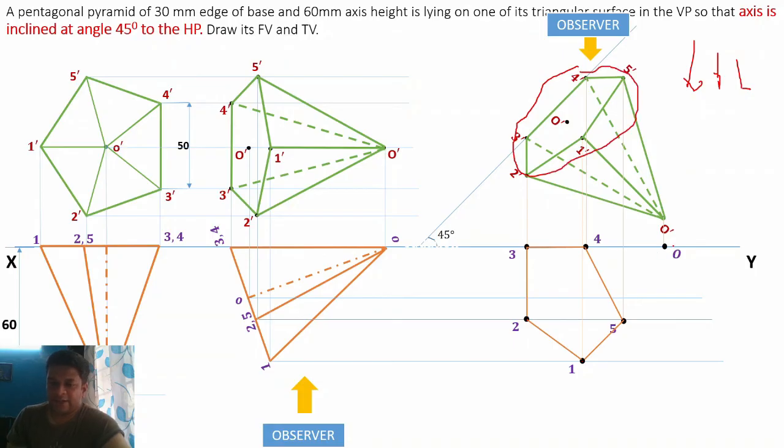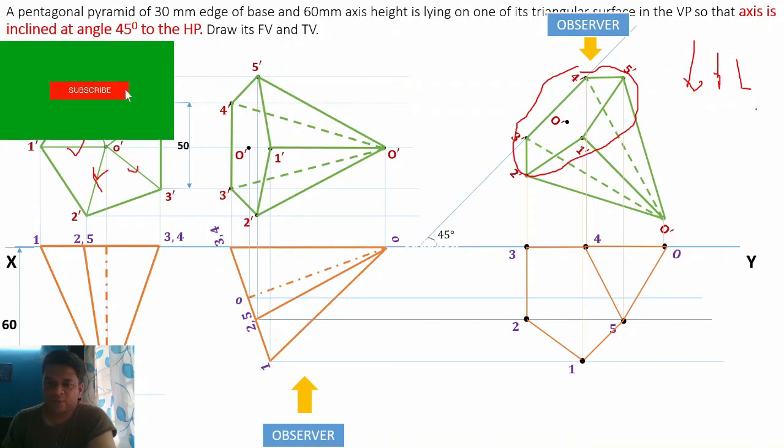Then we'll connect the outline. The outline consists of O4 and O5. This is the outline. So connect O4 and O5. As O4 and O5 are connected with the help of dark line, we can see it also connects O3 and O1. So the only remaining edge is O dash 2 dash.